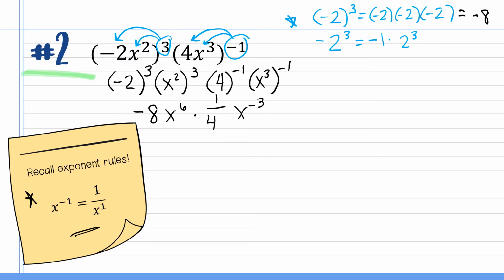So I still have a negative exponent, and if this was my final answer, I would want to change that. But because I'm still completing calculations, it might be easier to leave it and work with our negative exponent. Just like in number 1, now that I have all multiplication, I can go ahead and simplify.